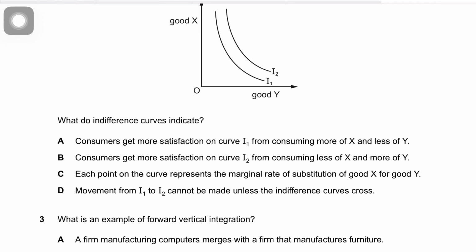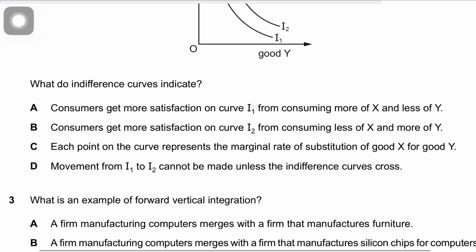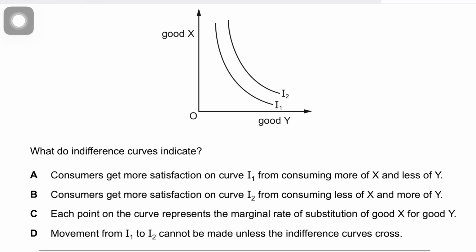B is incorrect as well because the statement itself is confusing. It says consumers get more satisfaction on I2, which is correct, so half the statement is correct. They do get more satisfaction on I2 because on the IC map, the higher you are up on the indifference curve, the more utility you get. That is why consumers always want to be on the higher indifference curve. But whether they can be on the higher indifference curve or not depends upon the budget line or their budget constraint.